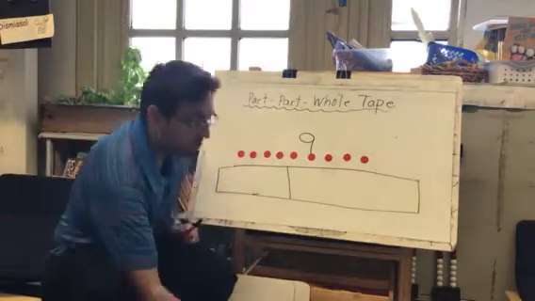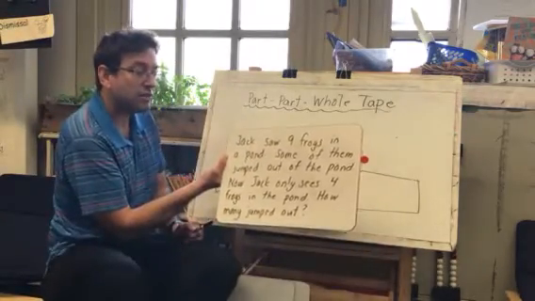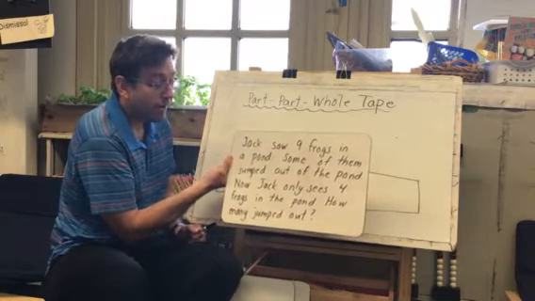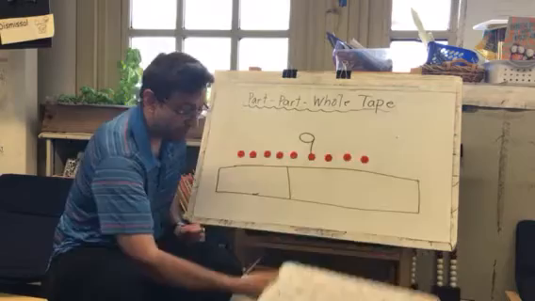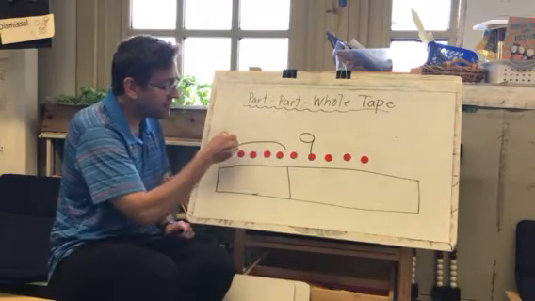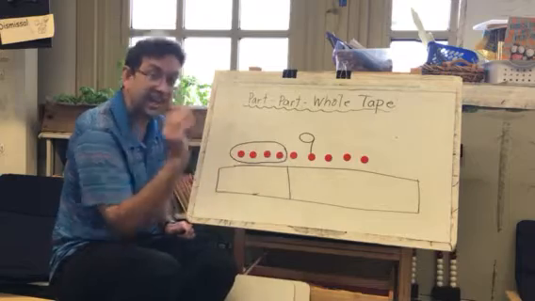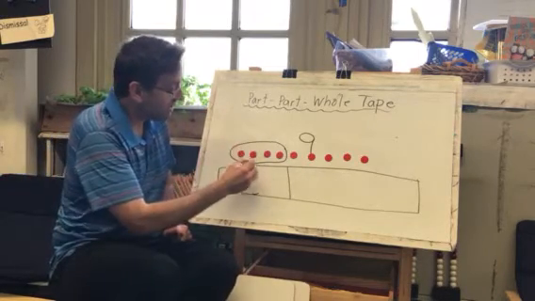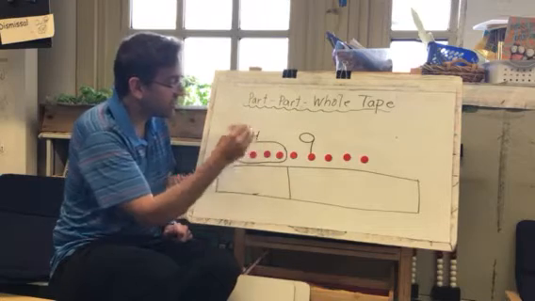And then what happened? Okay, some of them jumped out. We don't know how many jumped out. Now Jack only sees 4 frogs in the pond. So these must be the 4 that Jack sees at the end of the story. See, I'm acting it out. These are the 4 frogs that Jack sees at the end of the story.